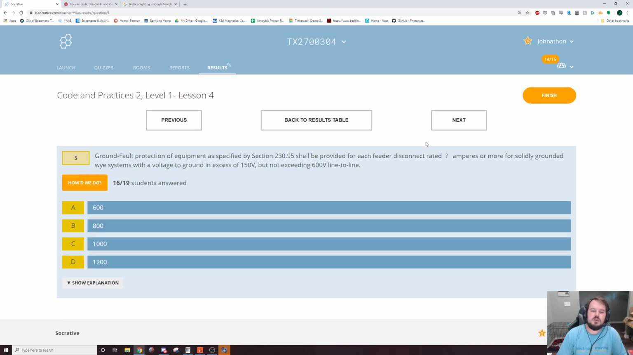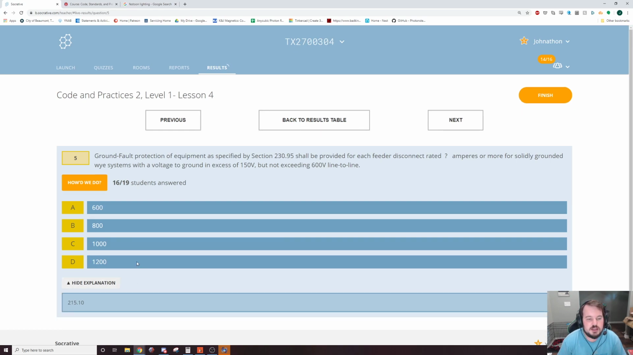Question 5. Ground fault protection of equipment as specified there shall be provided for each feeder disconnect rated blank amps or more for solidly grounded wye systems with a voltage to ground in excess of 150 volts and not exceeding 600 volts line to line. That should be actually in... Oh, it's actually in 215. So this is talking about feeders. So that's what's going to direct you to 215.